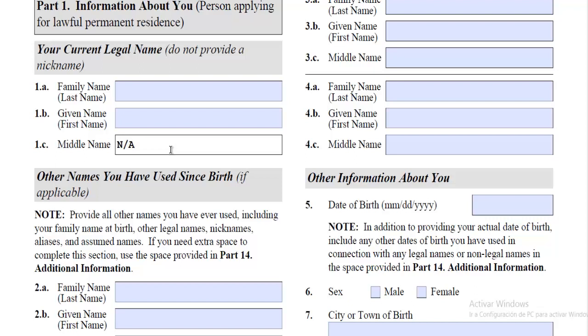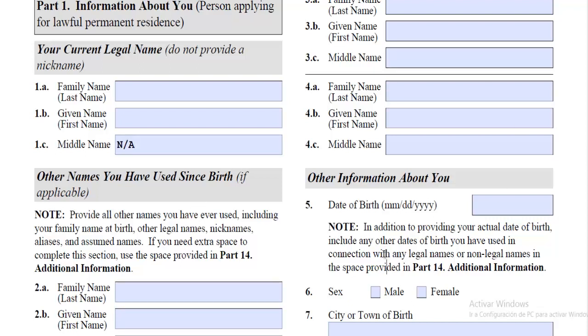You have to fill out everything. Don't leave anything blank unless it's in Part 13 or Part 14. I'm going to tell you once we get to that part, the one that you can leave blank. For your other names, you will write the other names here.